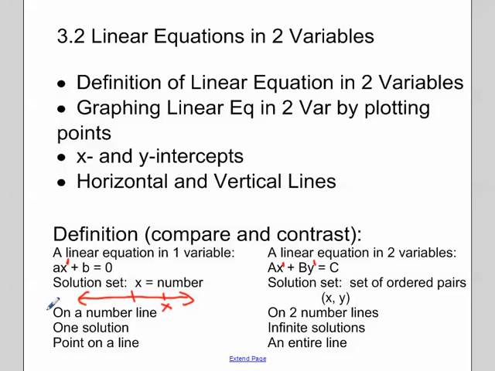So it's on just one number line. There's our x value, and we've got a point on a line. So there's our linear equation in one variable and its solution.